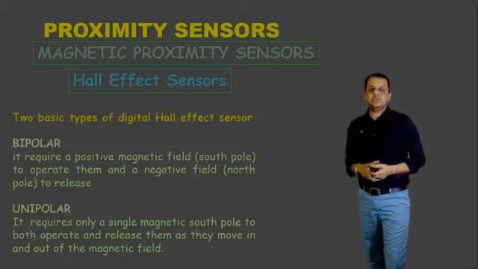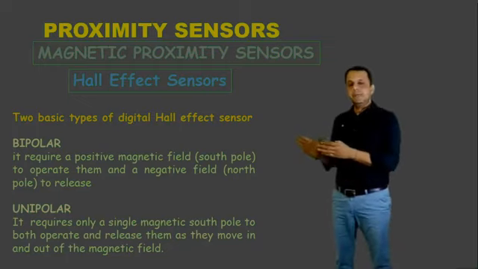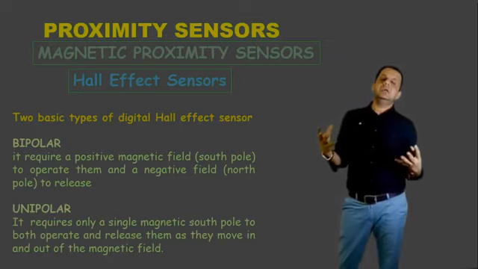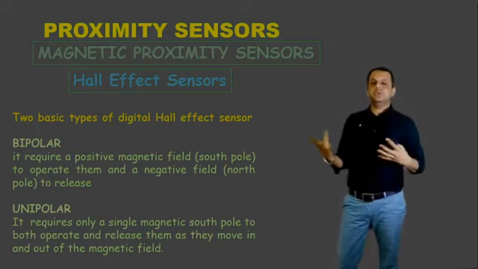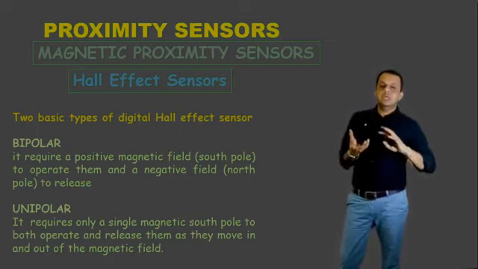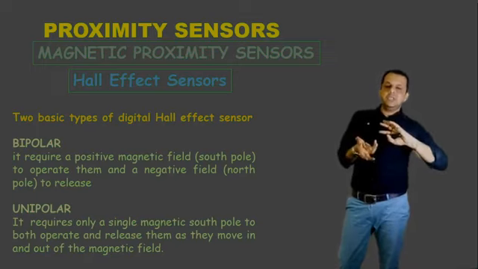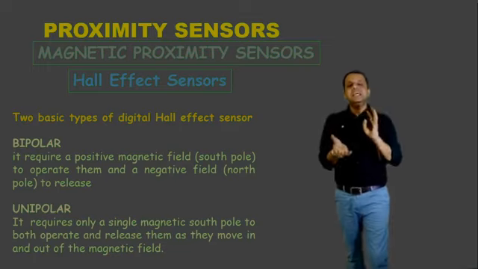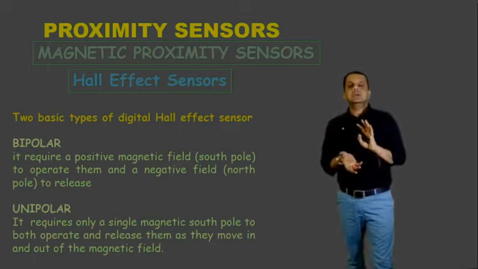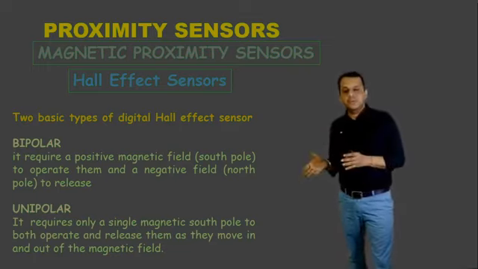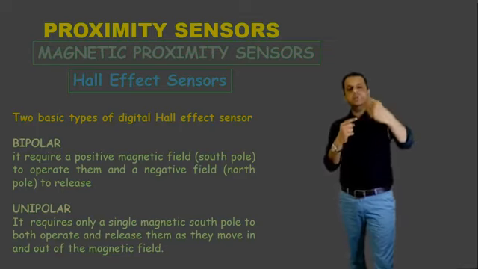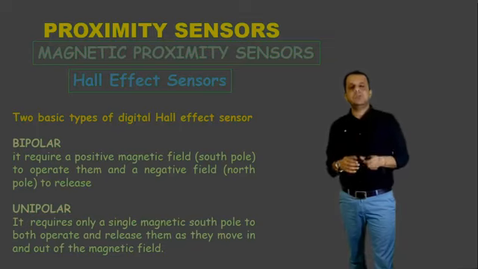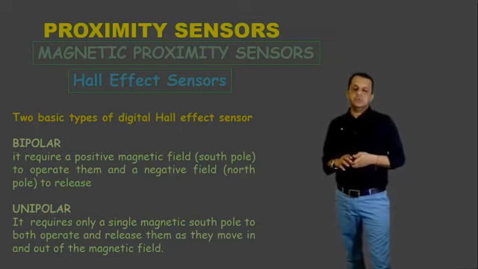You should remember the basic two types. The one is bipolar, another is unipolar. Bipolar means you need both poles, south pole and north pole, to detect the field: a positive magnetic field will operate the sensor, and a negative magnetic field will release the switch. And in unipolar, only one side will be used. So only one, say the south pole, which is usually known as the positive magnetic pole.